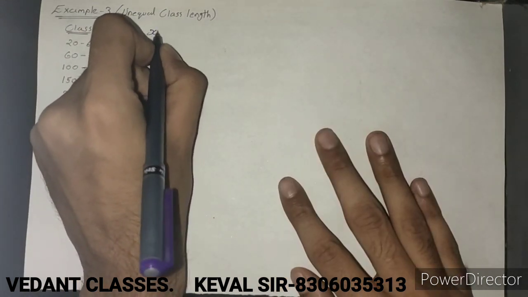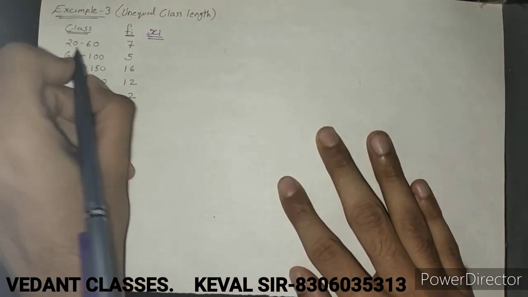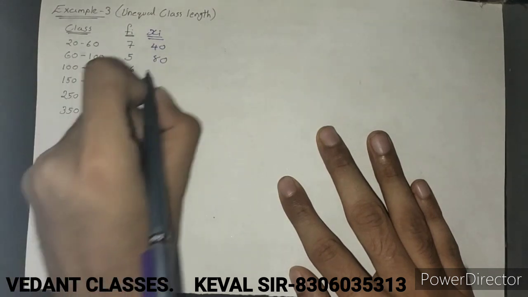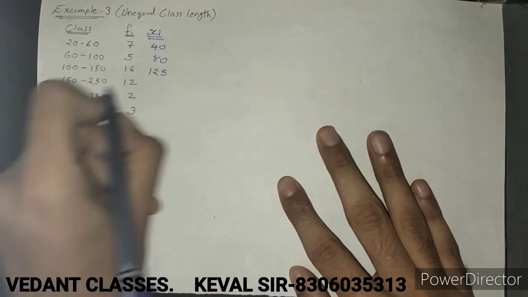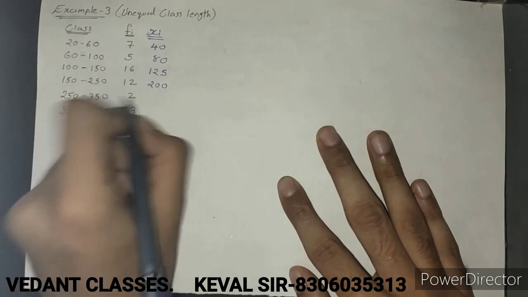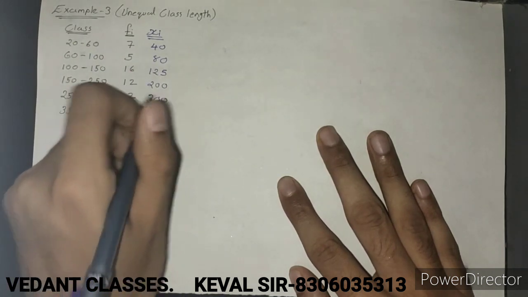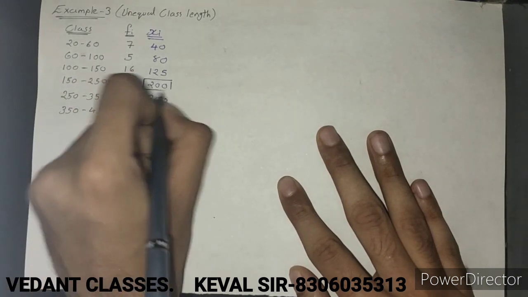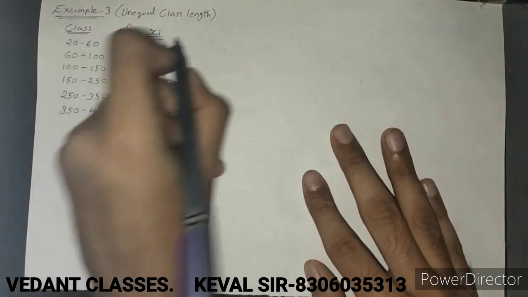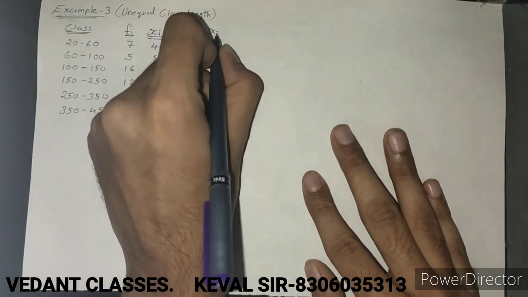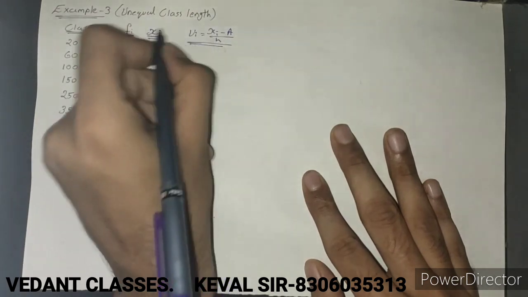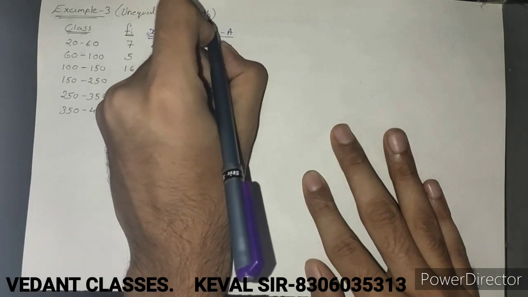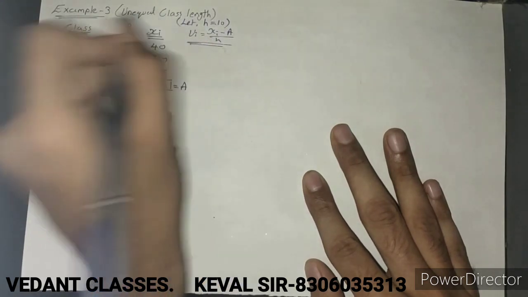First of all, we'll write the value of xi. Value of xi, this will be 40, then for this it will be 80, then 125, then 200, then 300, and at last it will be 400. Now let the value of assumed mean, let's consider it as 200. Okay, so ui is equal to xi minus a by h. Now let the value of h, you can consider it any value. Okay, I'm taking value 10 for the h.